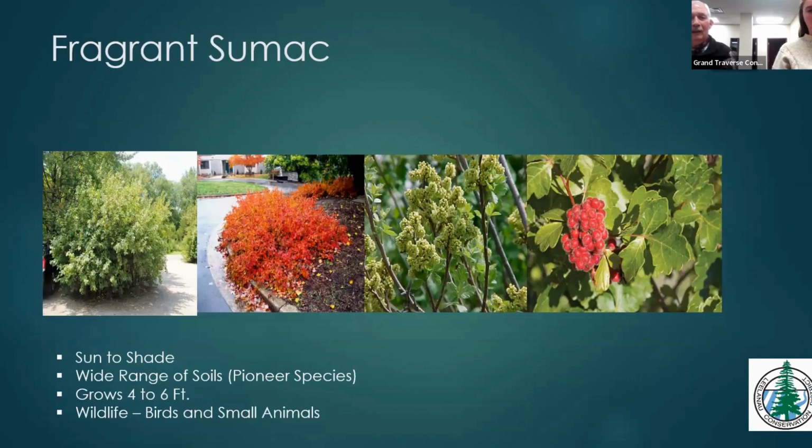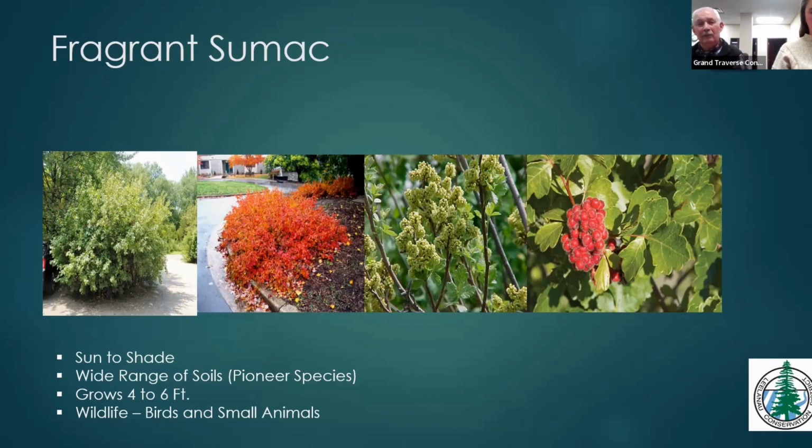Fragrant sumac is kind of new to me. I did not grow up with this, but I've learned about it. The Grand Traverse District has one planted on the left-hand side of their walkway as you walk up to their building, and it's vibrant red in the fall and offers the berries and that sort of thing. It is native to this area. It grows in a wide range of soils.